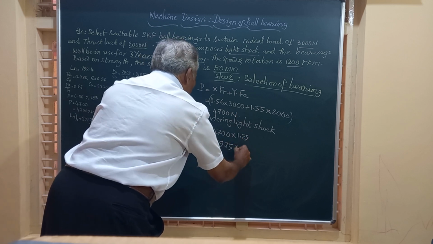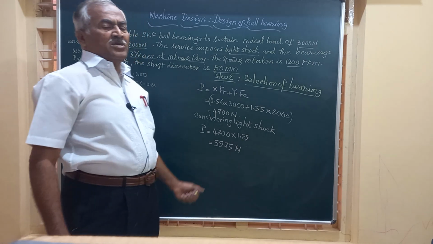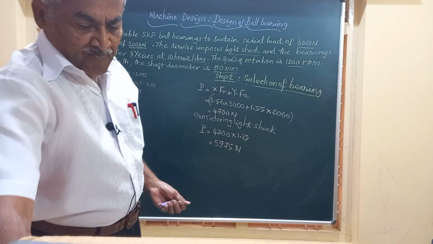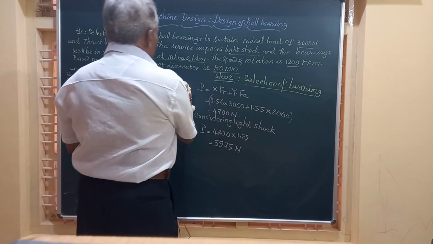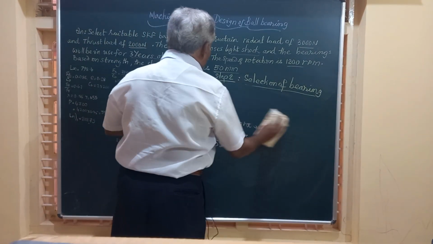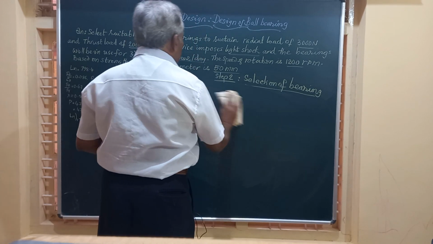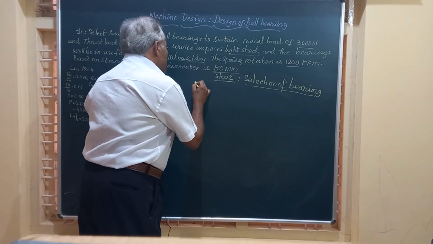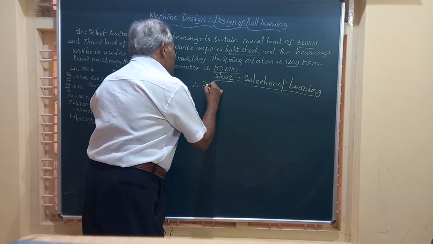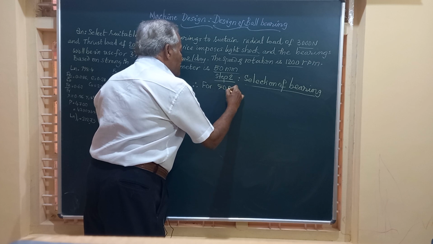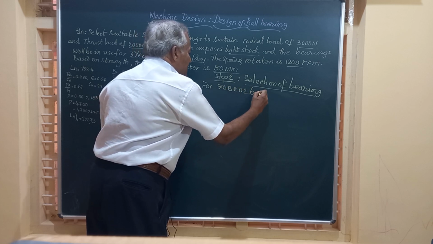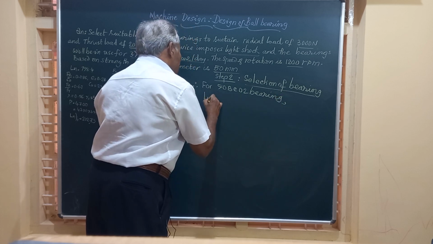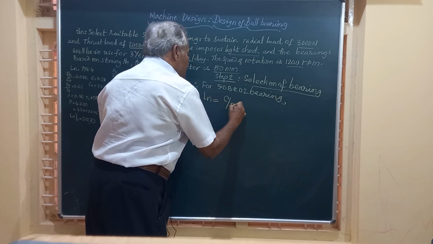5975 newtons, so many newtons. This is the equivalent of the radial and axial load. Friends, we have the value of P, we have the value of C, and now we can calculate. Therefore, for the 50 BC O2 bearing under consideration, Ln is equal to (C by P) to the power of 3.